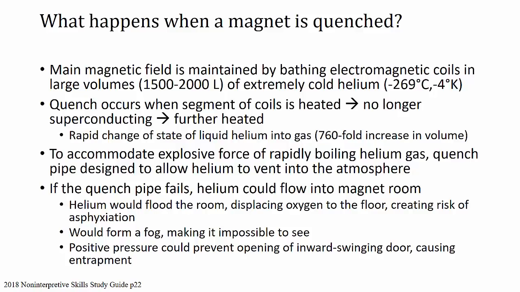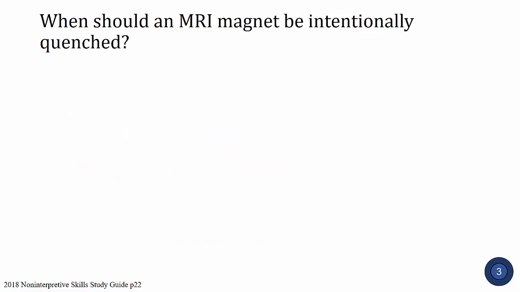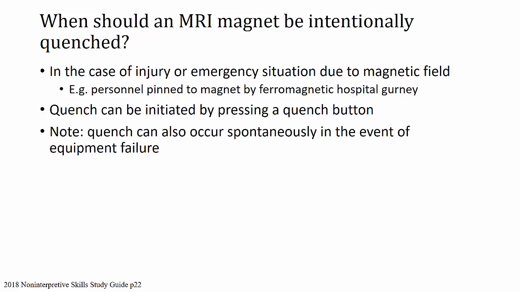Next question. When should an MRI magnet be intentionally quenched? Well, it should be intentionally quenched in the case of injury or an emergency situation due to the magnetic field. For example, when personnel are pinned to the magnet by a ferromagnetic hospital gurney, that really necessitates turning off the magnetism. So not necessarily any time that there's something that is pinned to the magnet. For example, if you have an object that's pinned to the magnet, but the personnel are not at risk, then you don't need to quench the magnet. But it's only when there's an emergency situation that will be mediated by turning off the magnet.